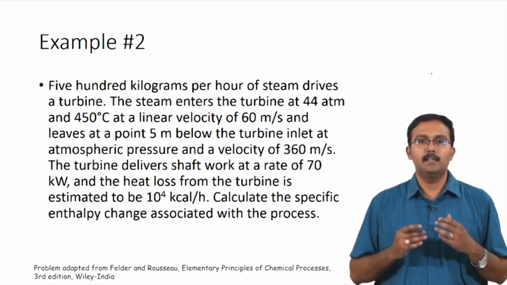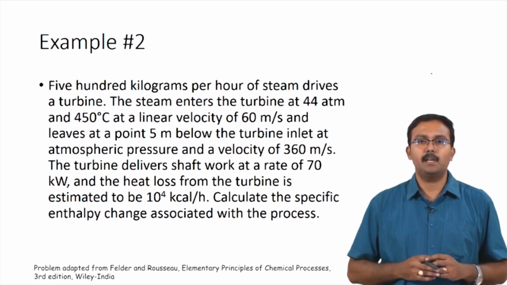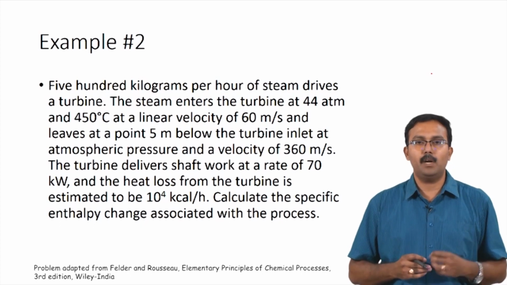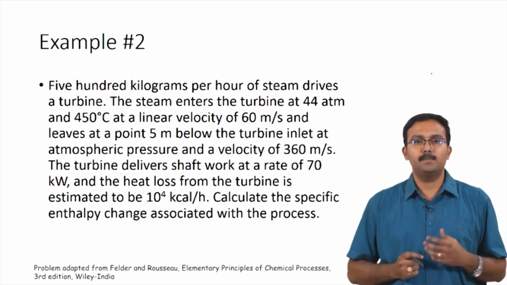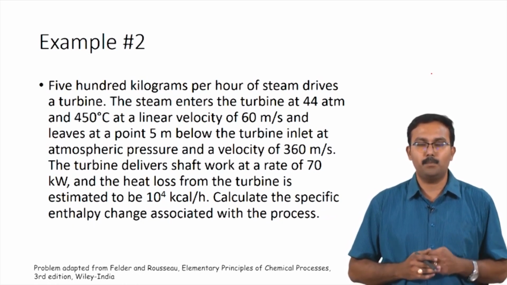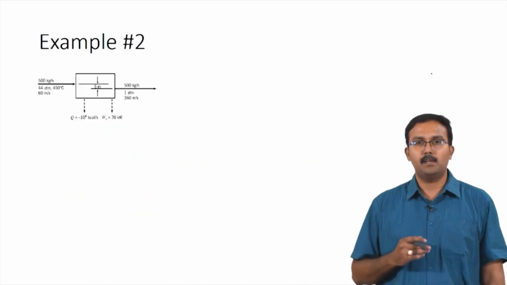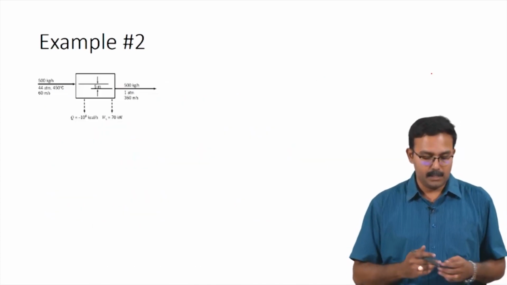The turbine delivers shaft work at a rate of 70 kilowatts, and the heat loss from the turbine is estimated to be 10^4 kilocalories per hour. Calculate the specific enthalpy change associated with this process. Let us perform the calculations for this system. So, this is the flow chart.